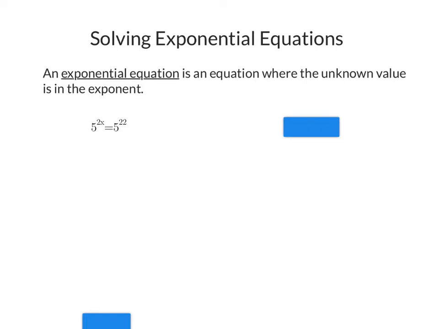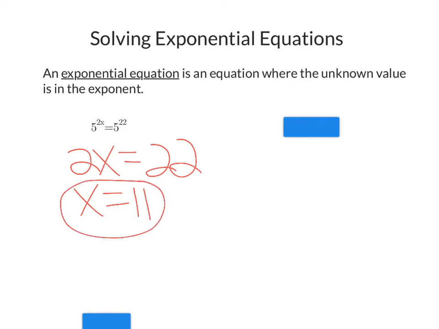So I can solve for x by writing the equation 2x equals 22. To solve for x, I would just have to divide both sides of the equation by 2 and I get x equals 11.